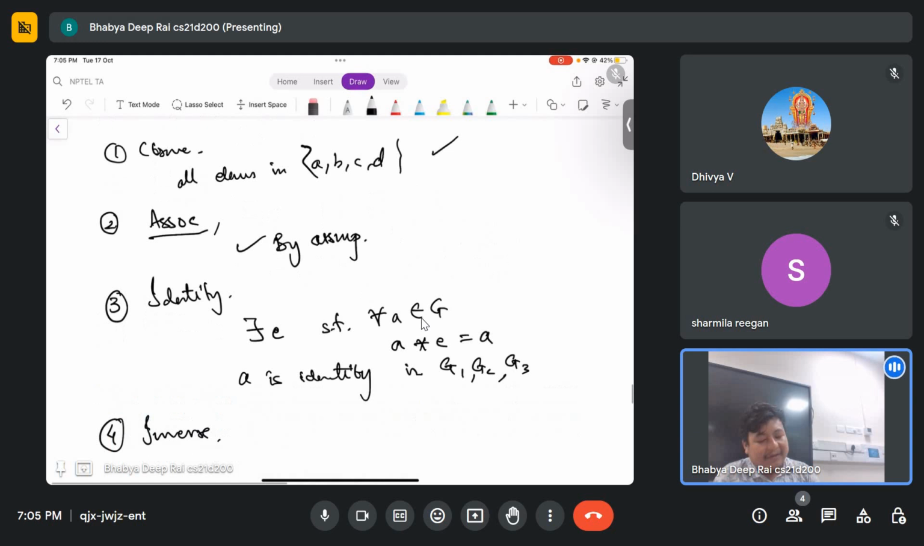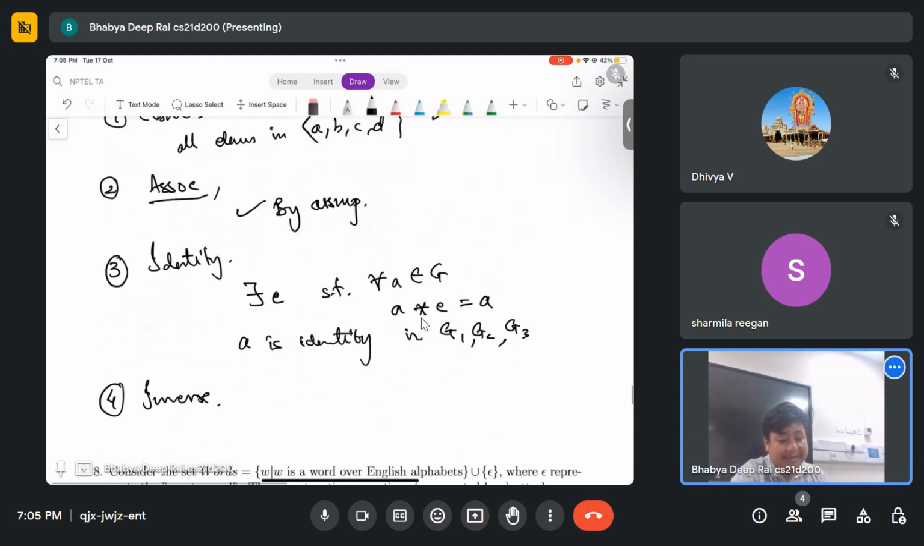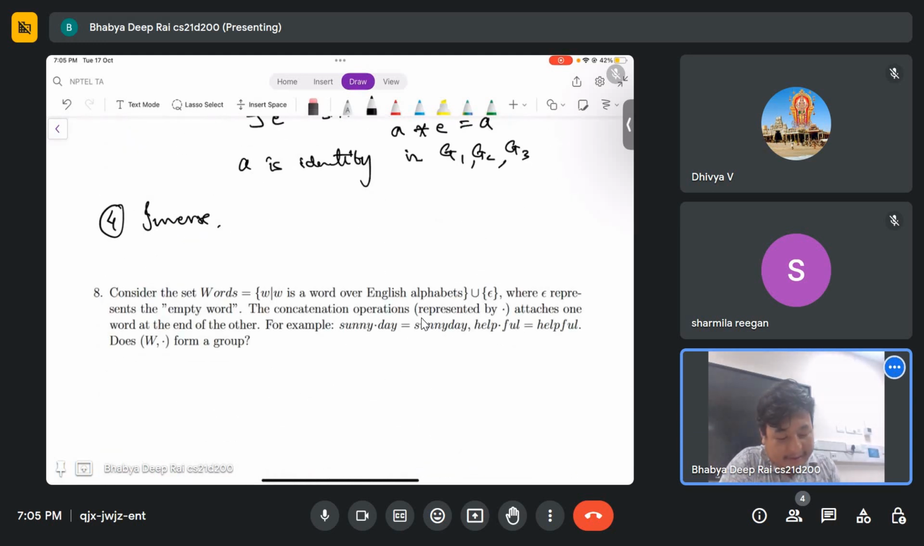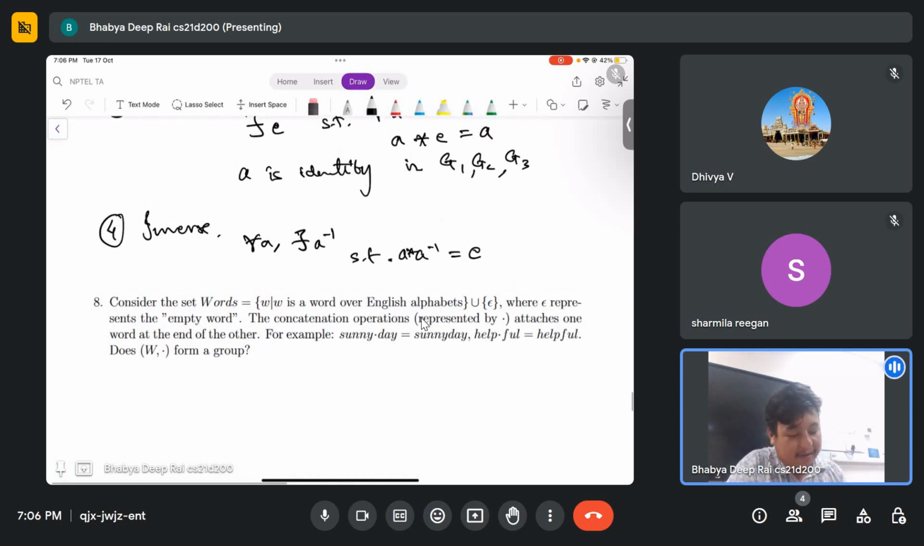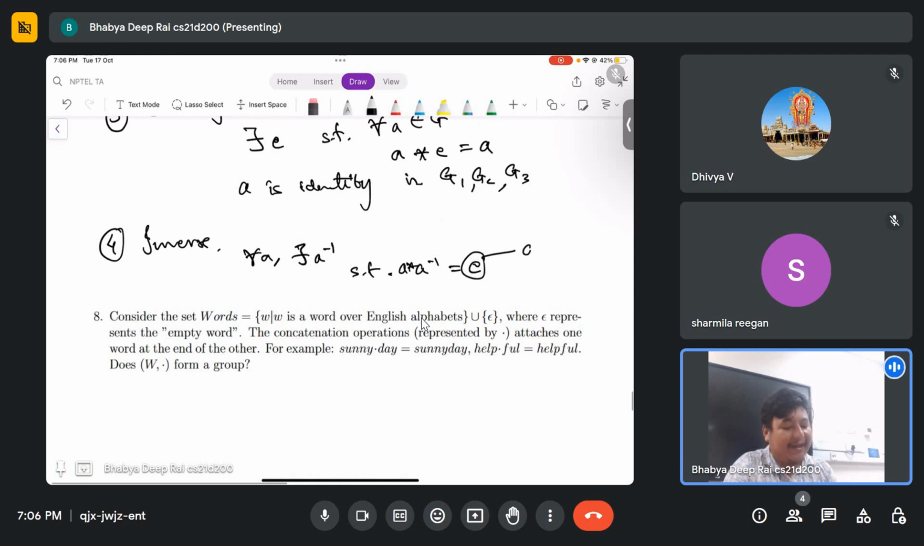Now finally we check whether inverse exists. What is the definition of inverse? It is for all elements A, there should exist some A inverse such that on multiplying A with A inverse, I should get E. And in our case, what is E? E is A. There's a lot of overloaded notation. For all elements B, there should exist a B inverse, either B star B inverse is equal to A, which is our identity.